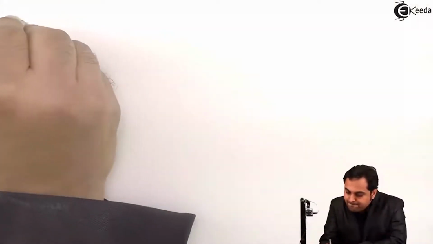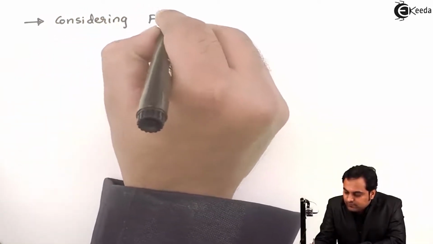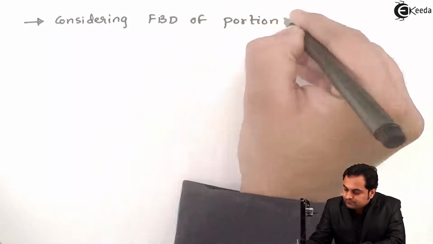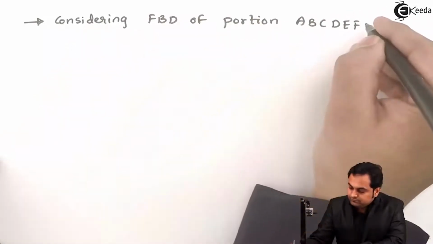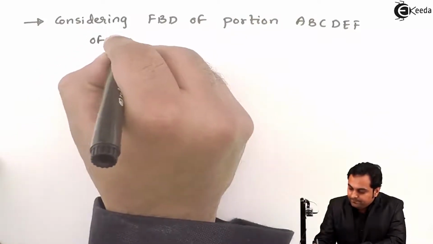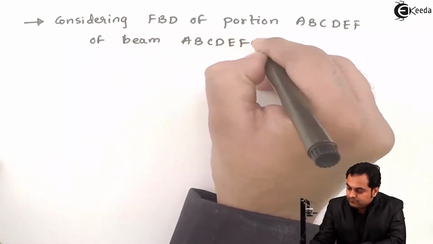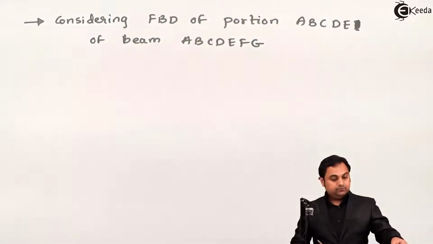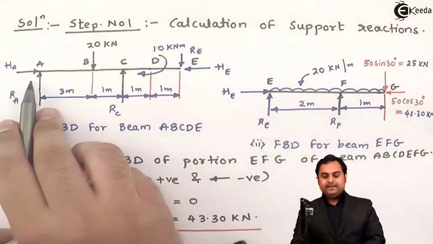So I'll write down, considering the FBD of portion ABCDEF of the beam, of the complete beam, and it will be only up to point E. Now here also a horizontal reaction is present at A, at E.